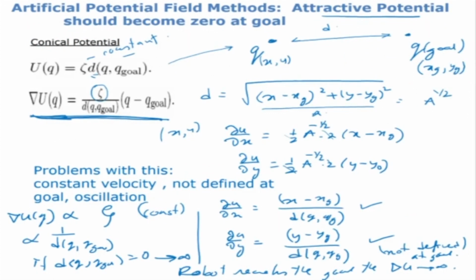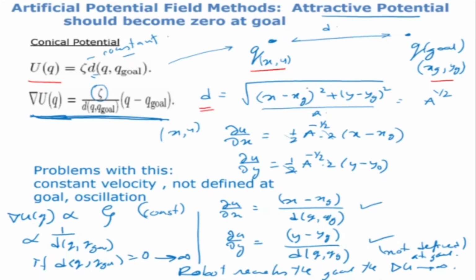What we saw in the last class is that the attractive potential can be a conical potential, u, which is equal to zeta into the distance between the present position of the robot and the goal position. As shown here, if q(x, y) is the present position of the robot and q goal (xg, yg) is the goal position, then d is the distance between the goal and the present position of the robot. And the distance is given by the square root of (x minus xg) squared plus (y minus yg) squared.